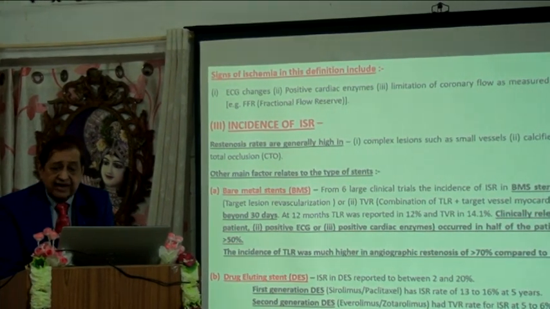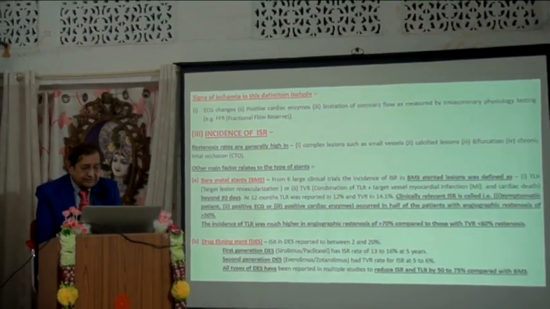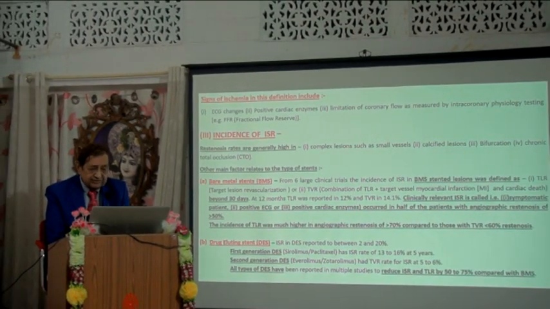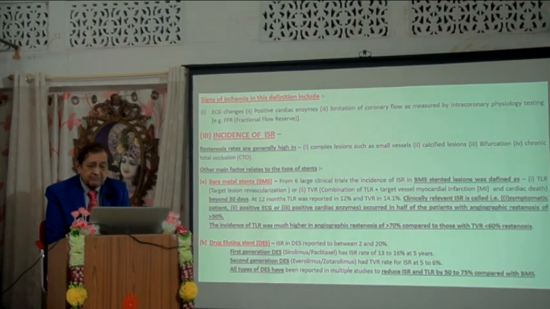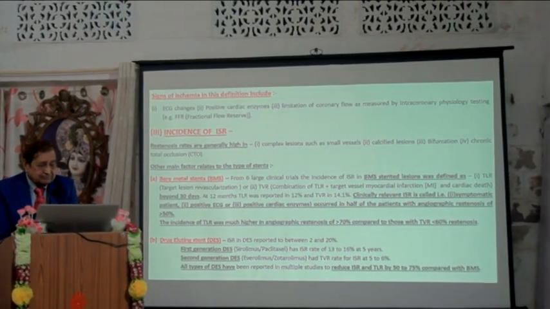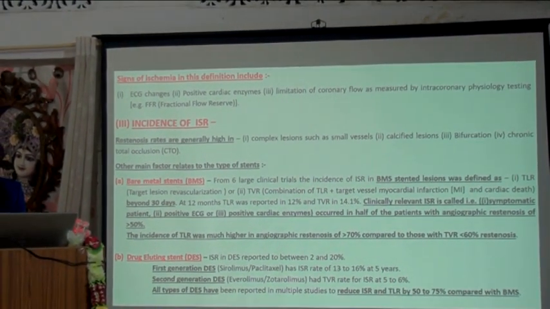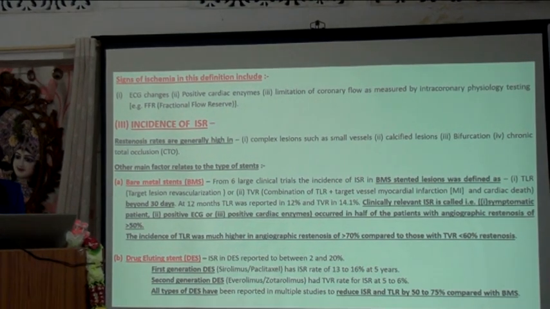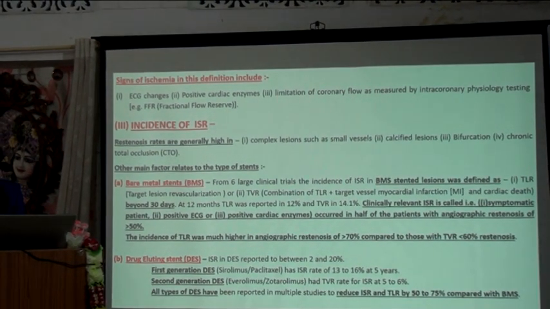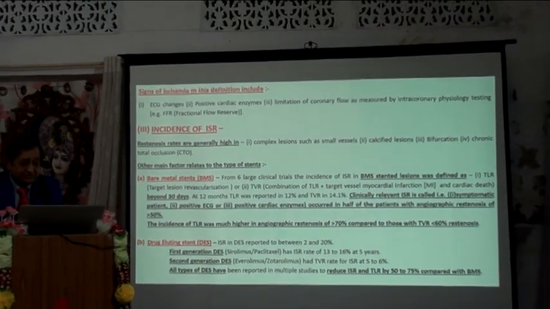Clinically relevant ISR, that is, first symptomatic patient, second positive ECG, third positive cardiac enzyme, occurred in half of the patients, and angiographic restenosis of more than 50%. Now we must know the incidence of TLR was much higher in angiographic restenosis of more than 70% compared to those with TVR, that is less than 60% restenosis.